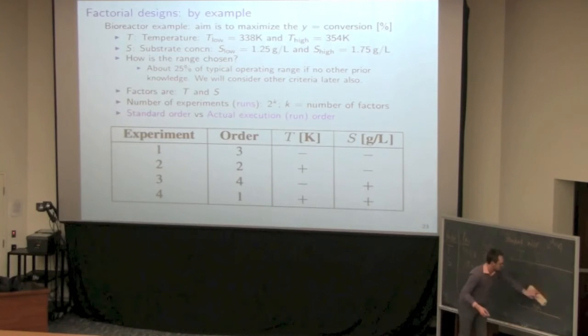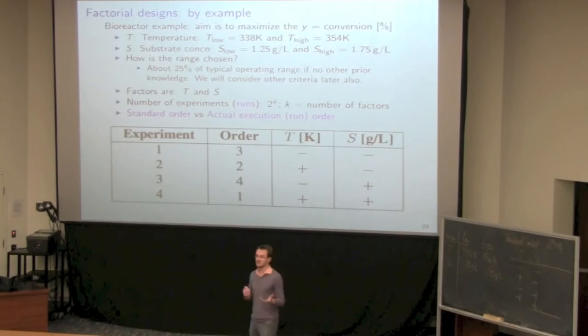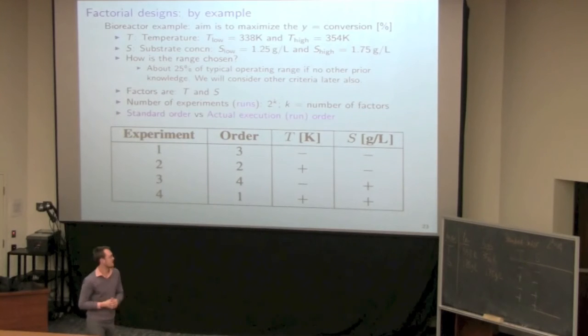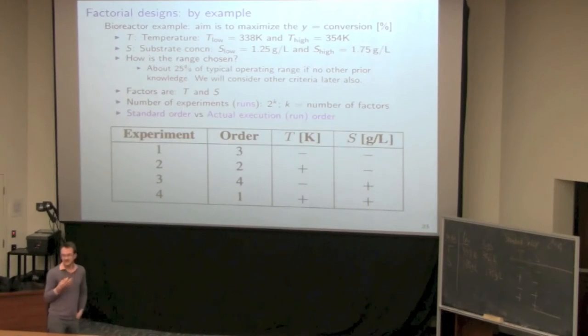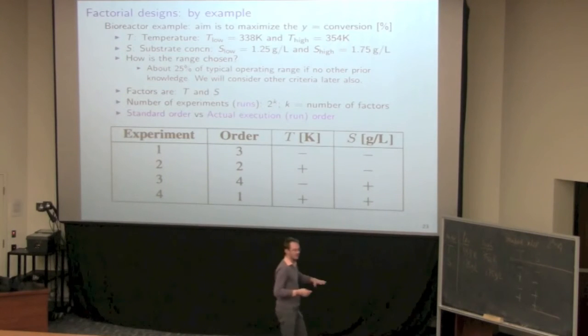I'm going to replace these lows and highs with pluses and minuses. This is a standard feature we'll do, so it's minus, plus, minus, plus, and s is minus, minus, plus, plus. Okay, we'll replace our lows and highs with minus ones and plus ones. There's a good reason for that as well. And that's standard order. There are your four experiments that you go run. Experiment 1, 2, 3, and 4.